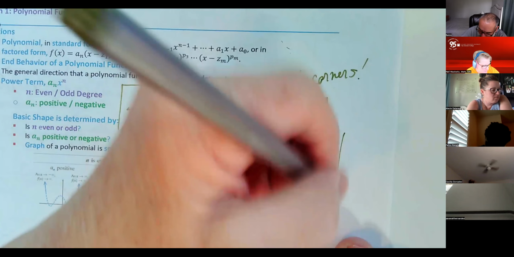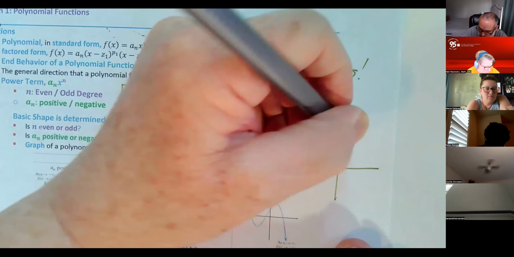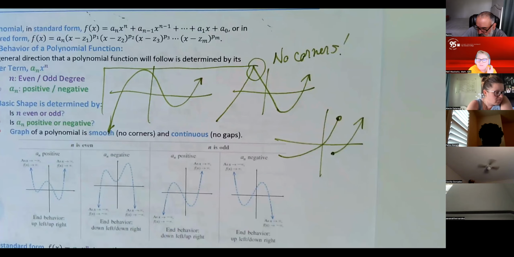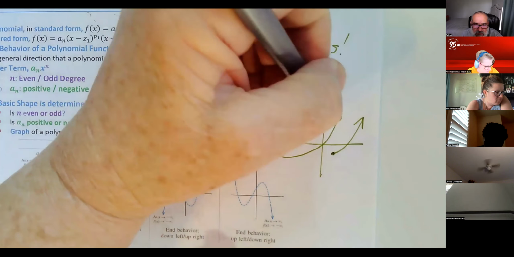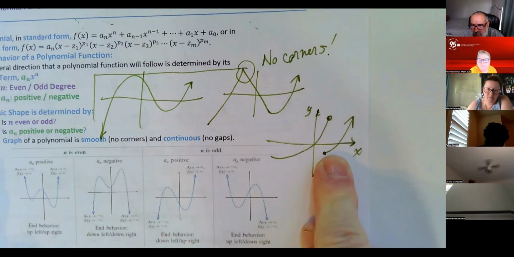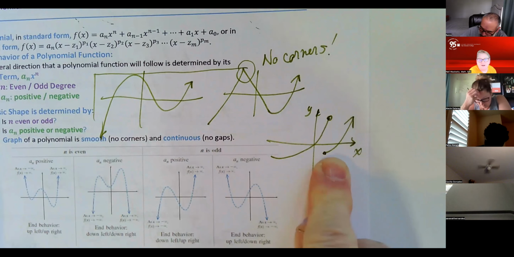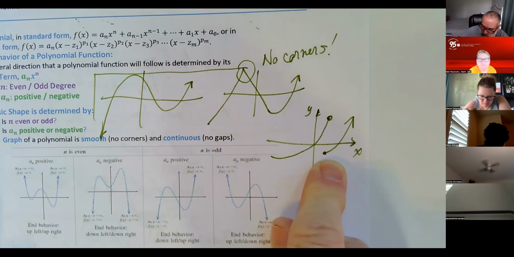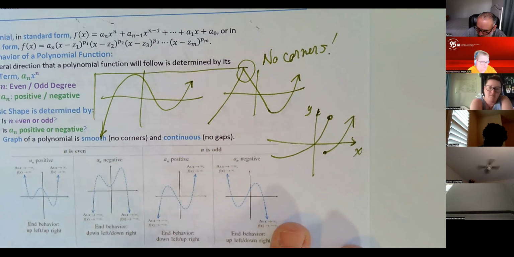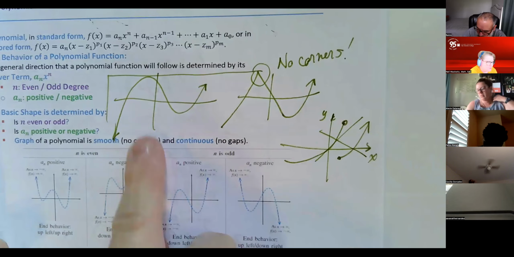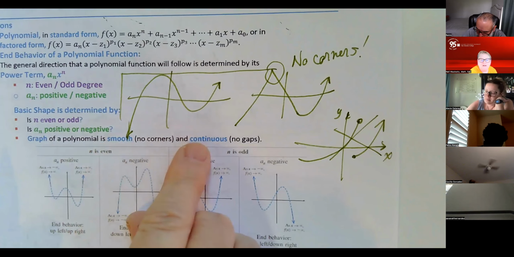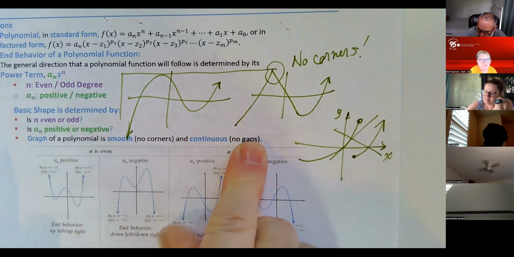And what about this graph? Can that be a polynomial? No. And why not? It's not continuous. That's right. It has a gap, not continuous. So a polynomial curve is always smooth, no corners, continuous, no gaps.